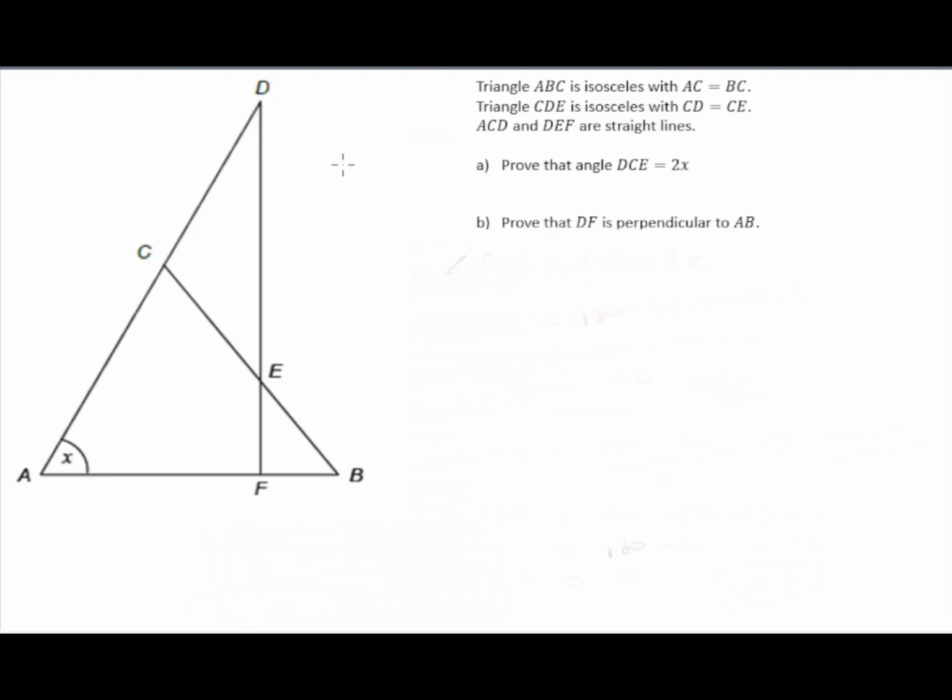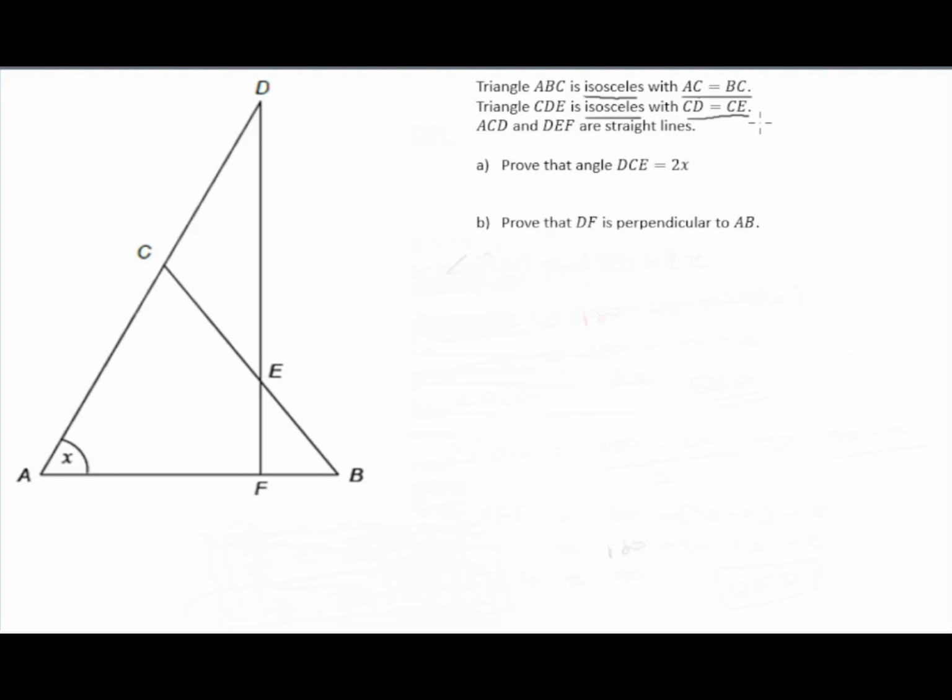Now, let's go ahead and prove that DCE is equal to 2x. Before we do that, I want to highlight some of the key information in this question. For one, isosceles is important. AC is equal to BC. This is also important. CD equal to CE is also important.